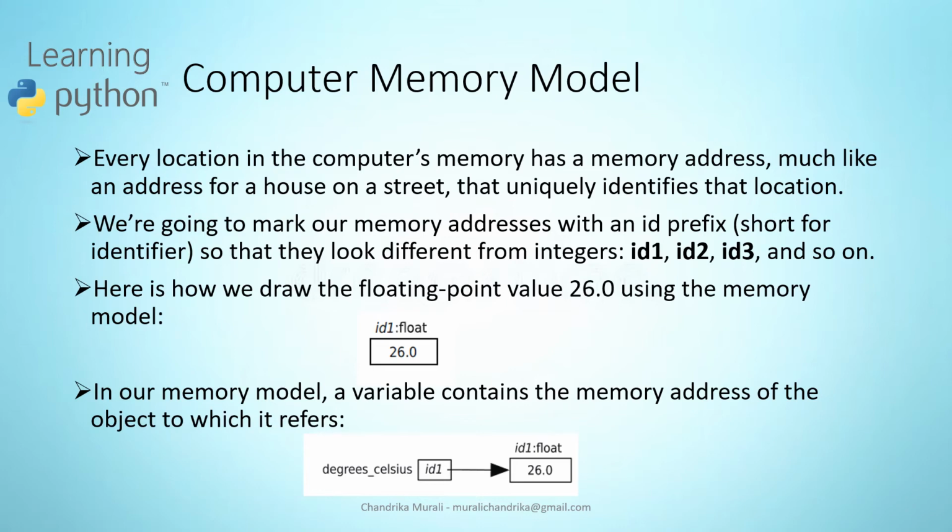In the Python shell, I'll be giving degree Celsius is equal to 26.0. By default, the computer will associate an address with this memory location. Now we are considering it to be ID1 of type float, and then it assigns that to the variable degree Celsius.